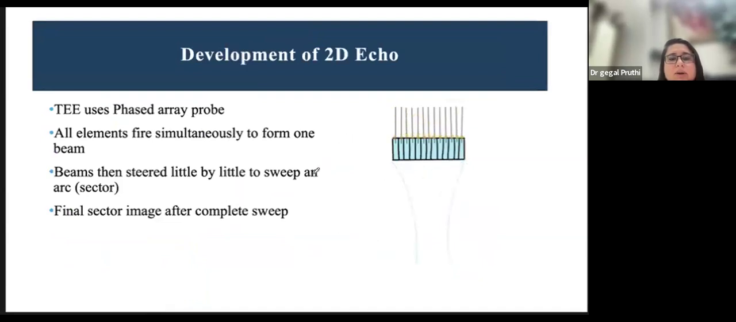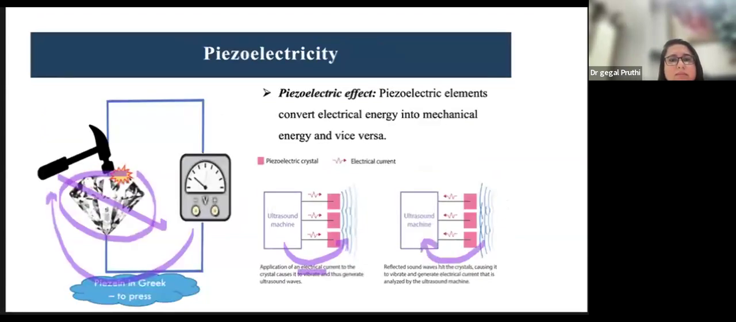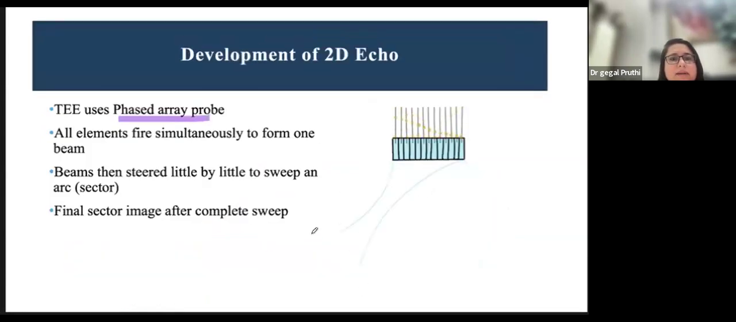Now, how are the 2D echo images formed? They are formed with the help of the phased array probe. In this phased array probe, all elements fire simultaneously to form one beam. These beams then steer little by little to sweep an arc or a sector. And the final sector image is formed after one complete sweep.